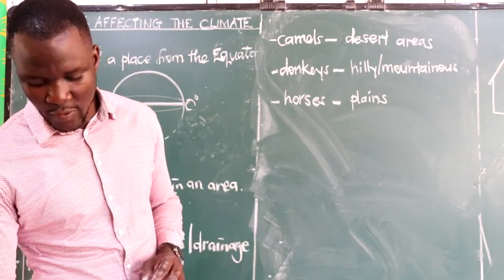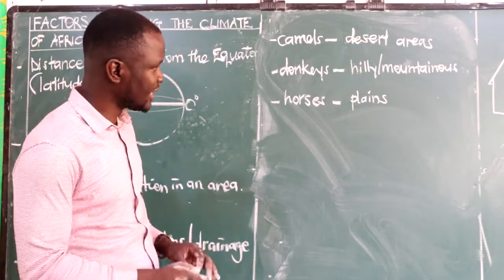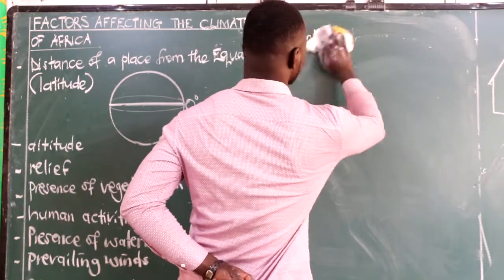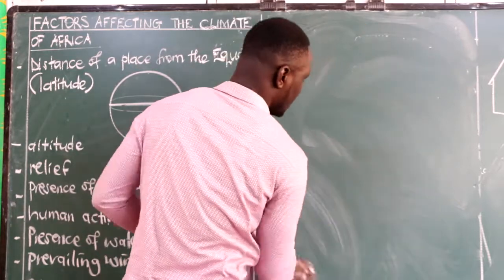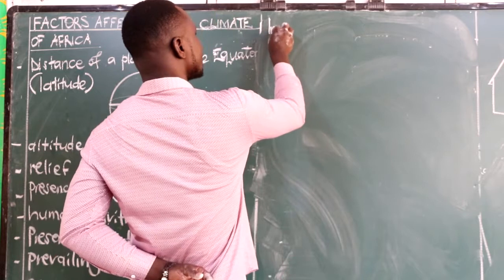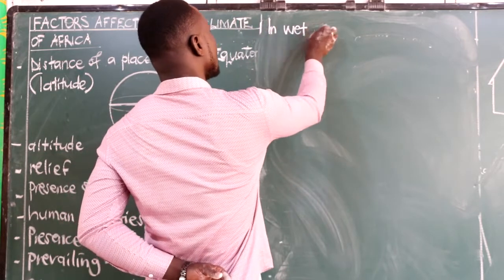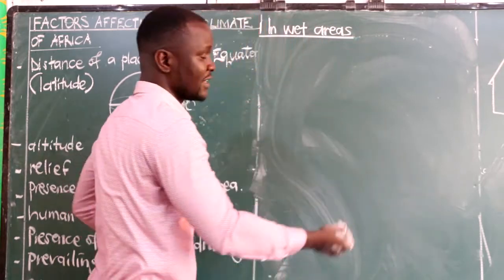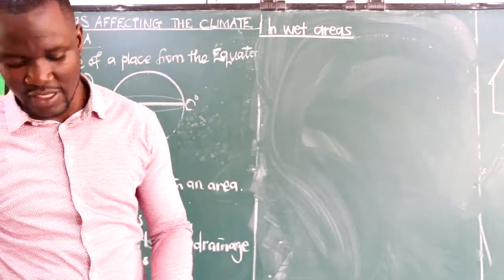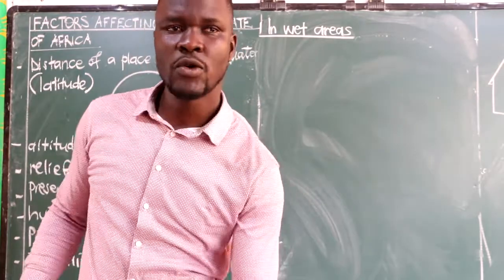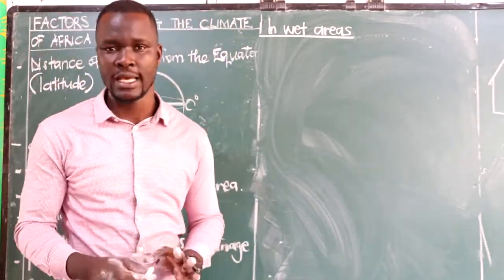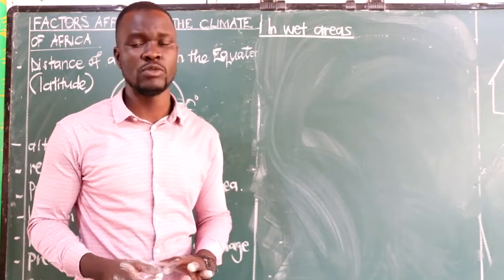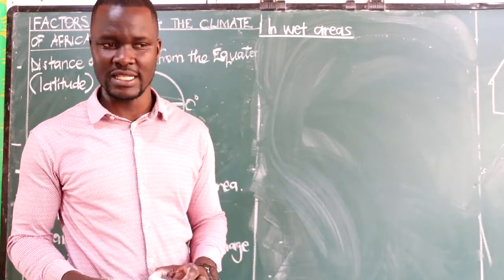Then we have wet areas. That was about what happens in dry areas. Now we look at what happens in wet areas. How are people living in wet areas affected? Meaning, how do wet areas influence people's activities? Here, we now look at which activities people do in those areas that receive a lot of rain.